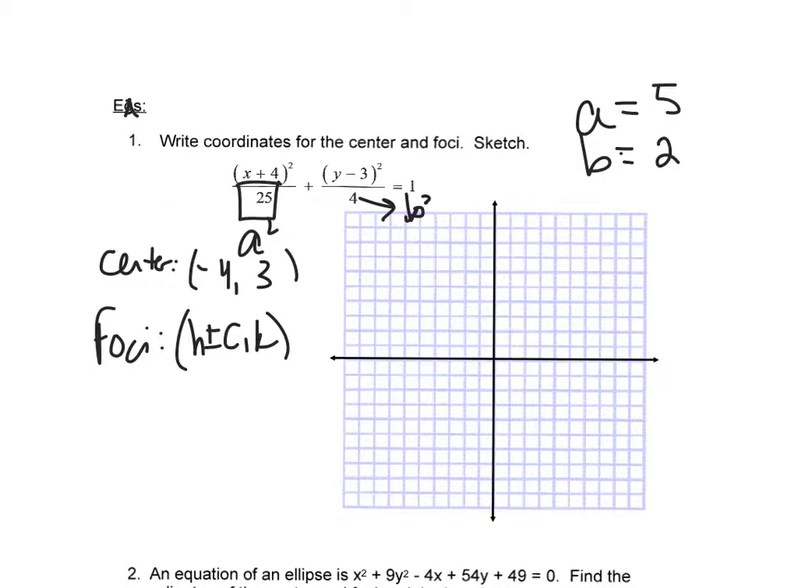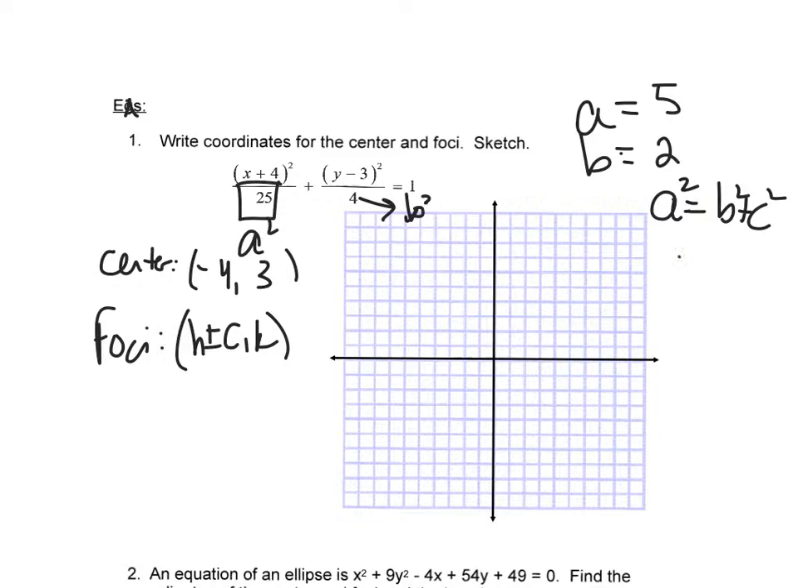What's kind of cool is that there's a relationship between A, B, and C from your front page that you may have noticed. It looks a lot like the Pythagorean theorem, except the relationship is actually A squared equals B squared plus C squared. So under the relationship part of ellipse, notice that it's going to be A squared equals B squared plus C squared. So just be careful there.